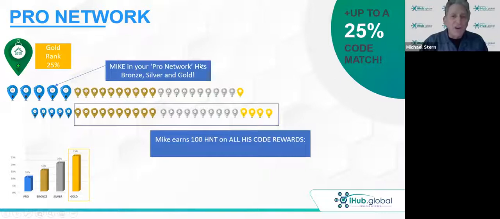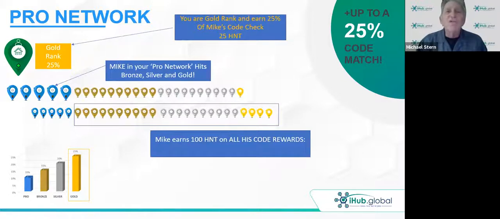If you're building your own gold team, like in this example, you'll get 25%. Now that's not coming out of what Mike's 100 he earns. That's on top of it. So you would get 25 tokens that you would match on that situation.